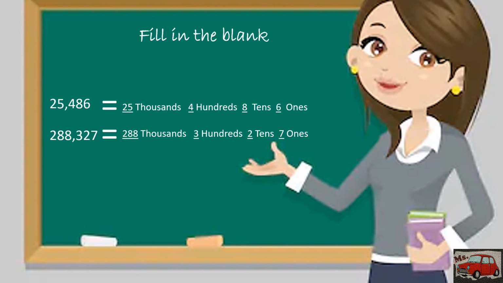Okay, let's try to break down the whole numbers according to their places or positions. So I have here 25,486. So in thousands place, we have 25. In hundreds, we have 4. In tens, we have 8. And in ones, we have 6. Another, we have here 288,327. In thousands place, we have 288. In hundreds, we have 3. In tens, we have 2. And in ones place, we have 7.